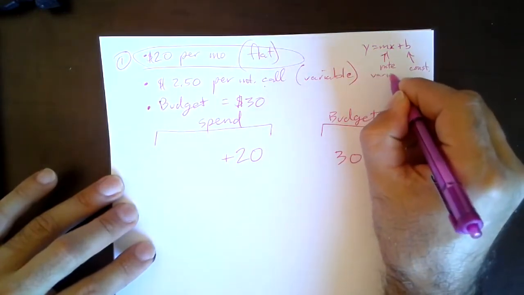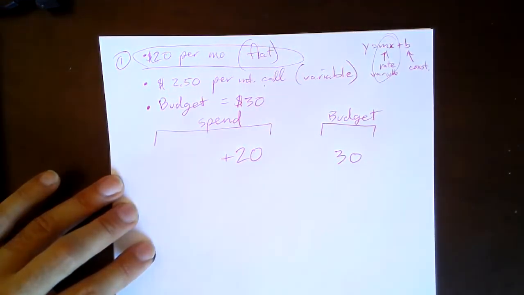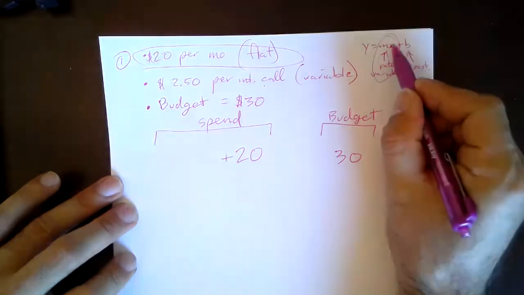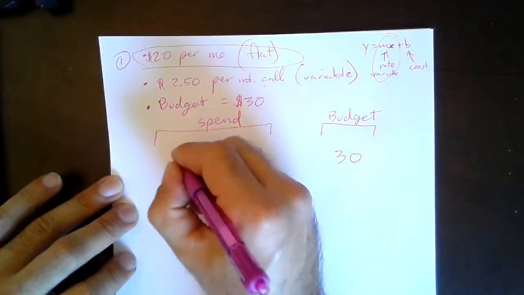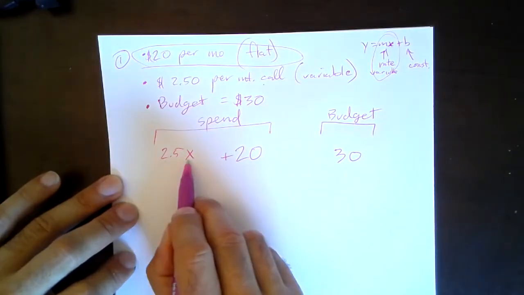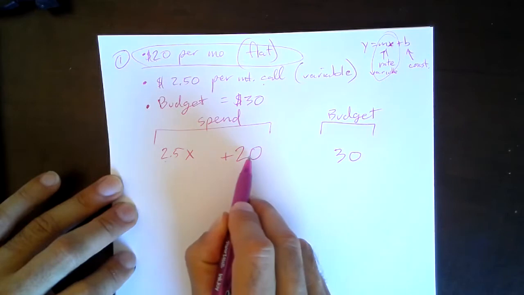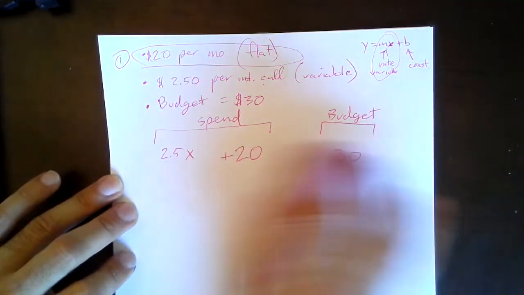Okay, so it has a variable to it, and it has a rate for how much it costs per value, per minute, per hour, per call. Okay, so I'm going to go ahead and put that here. 2.5x. Okay, cost per call, number of calls, plus the flat fee is something with 30. It relates.